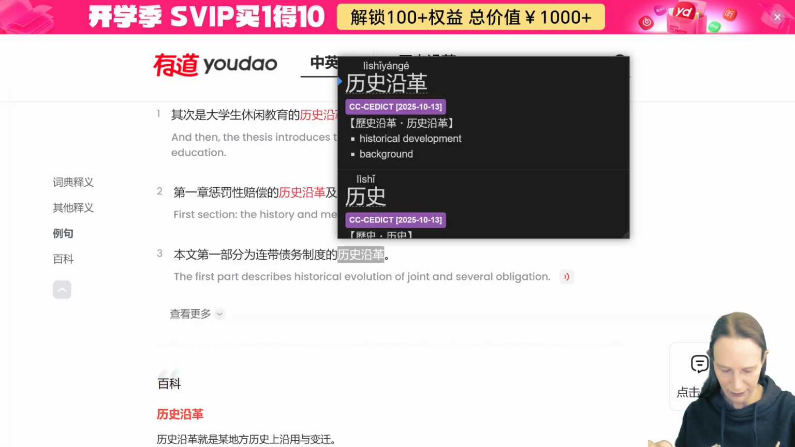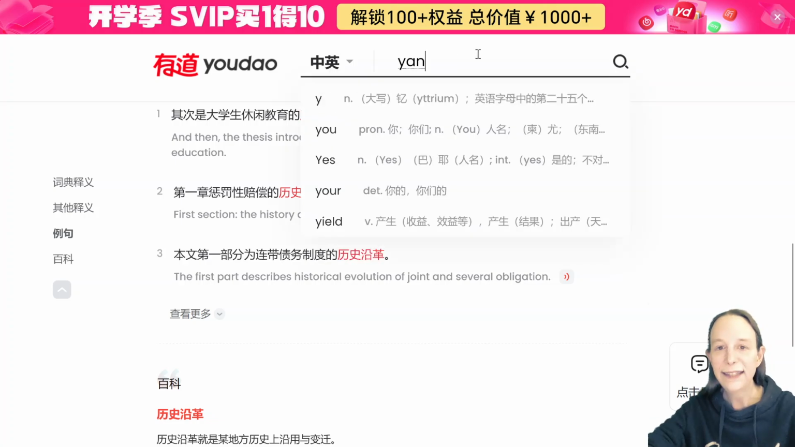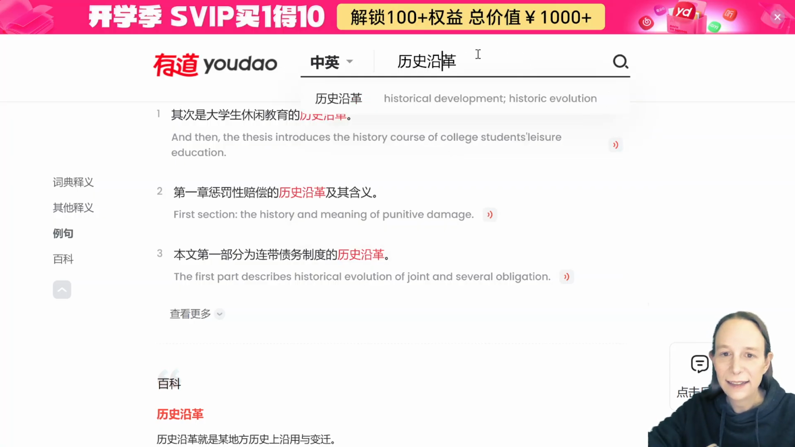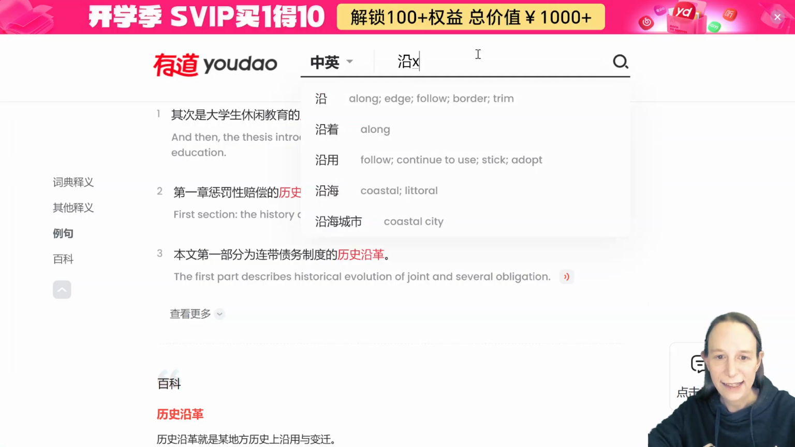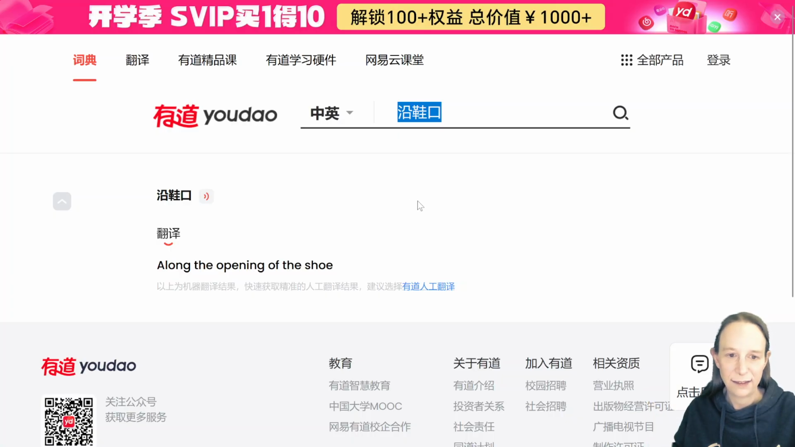Is there anything else we... what is this? 沿斜口, 沿斜口. What am I going to do? 鞋 is 鞋子的鞋. 口. Along the opening of a shoe.